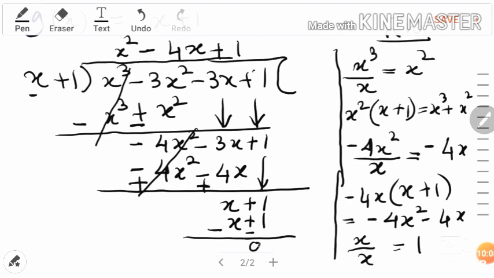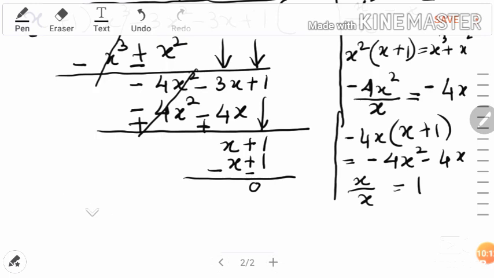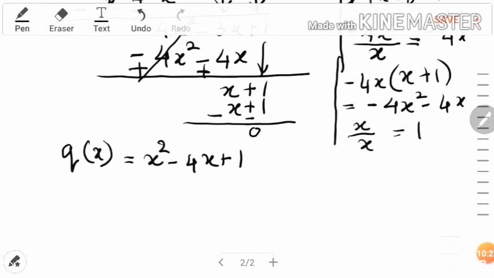Now since the remainder is 0, we stop the division here and we will write down the quotient. The quotient is x square minus 4x plus 1. The remainder is 0.